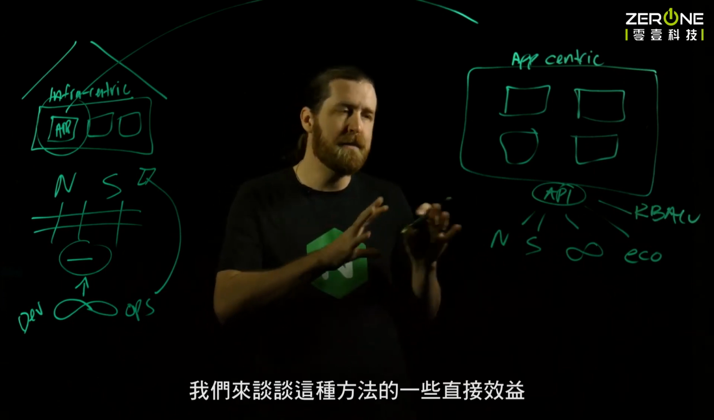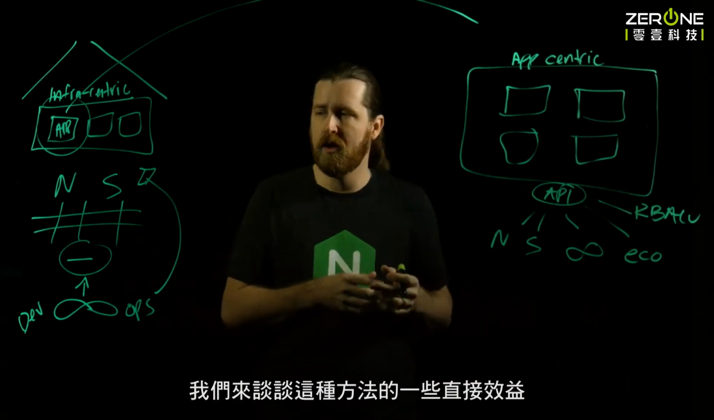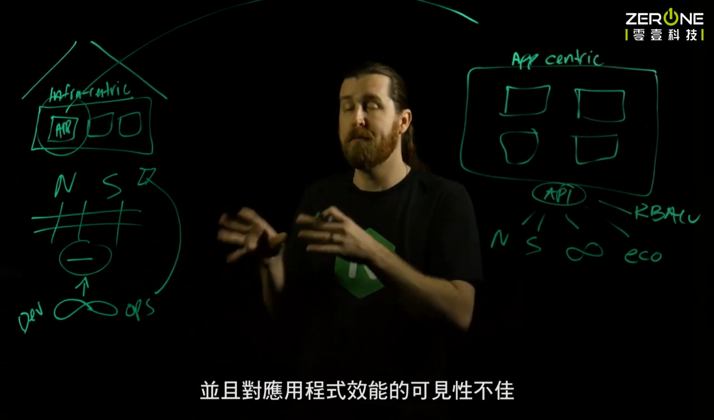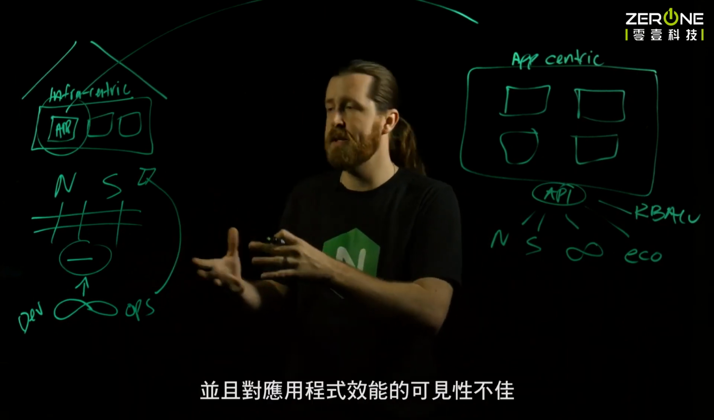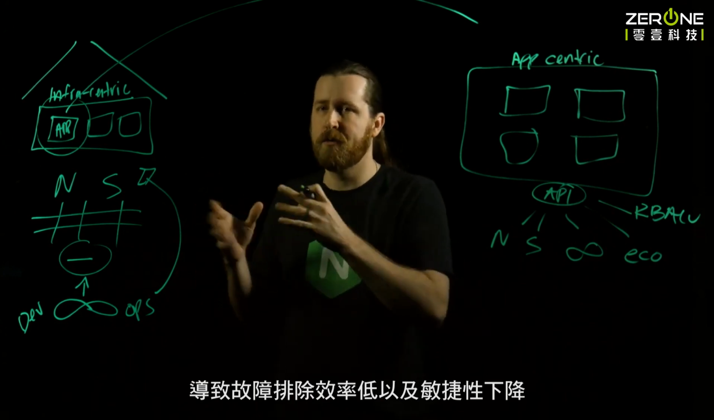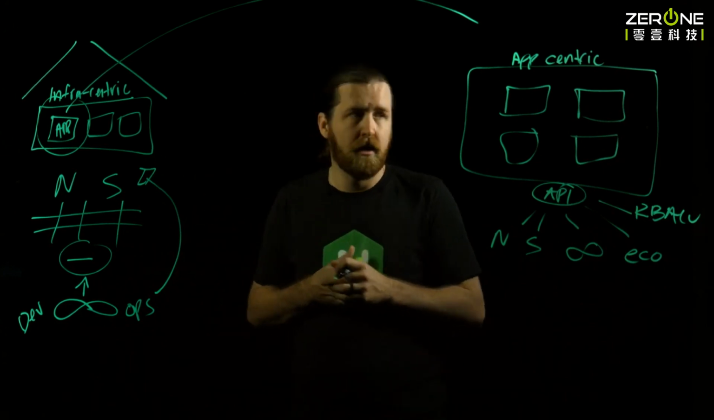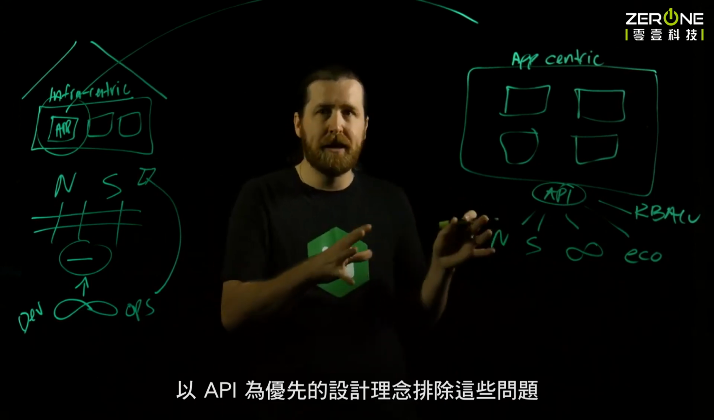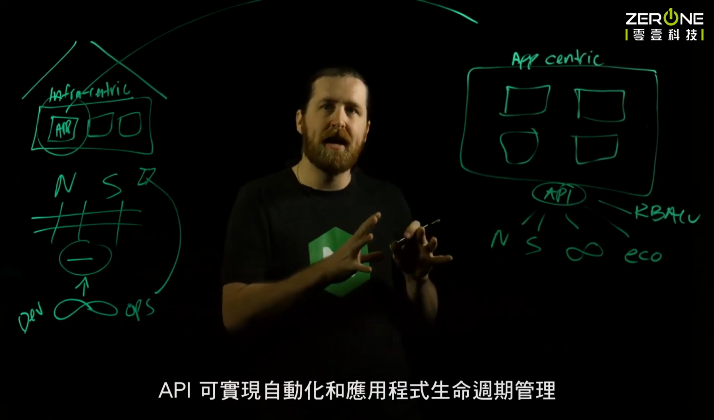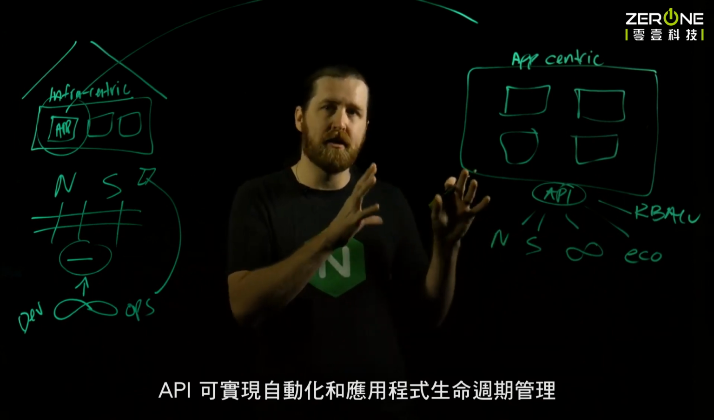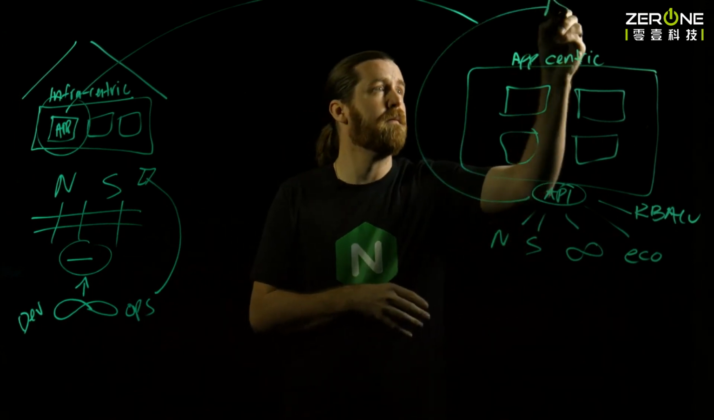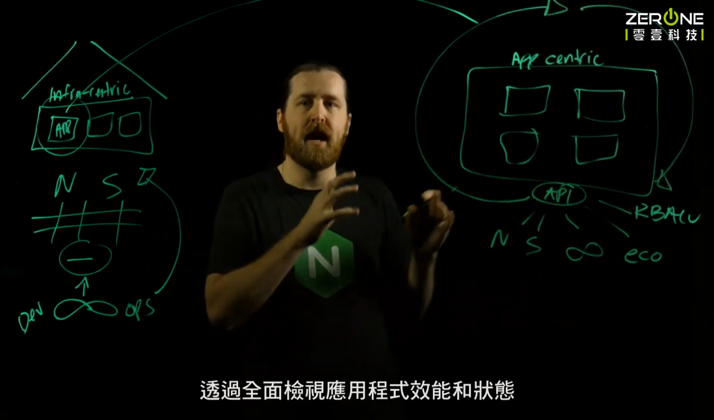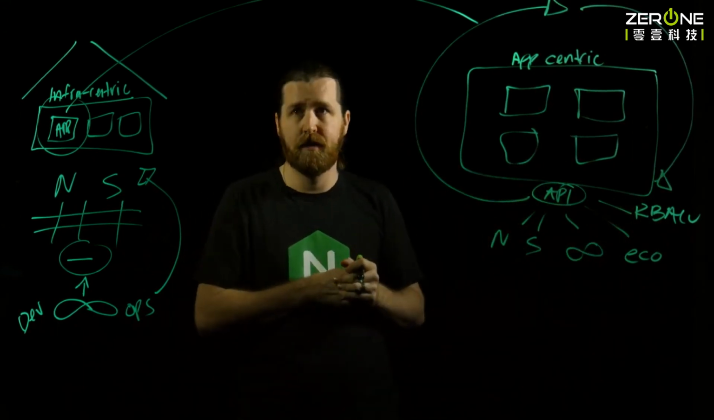Let's talk about some of the immediate benefits to this approach. With the infra-centric approach, you have limitations around your technology stack and poor visibility into application performance, leading to inefficient troubleshooting and diminished agility. Our app-centric, API-first design philosophy eliminates these issues. The APIs enable automation and app lifecycle management with an end-to-end view of application performance and health.